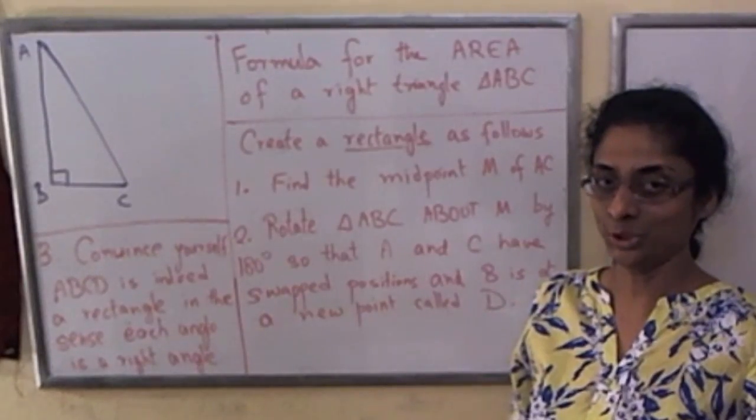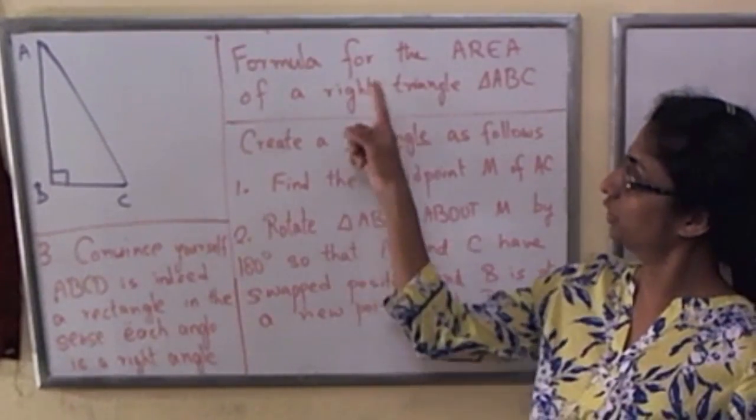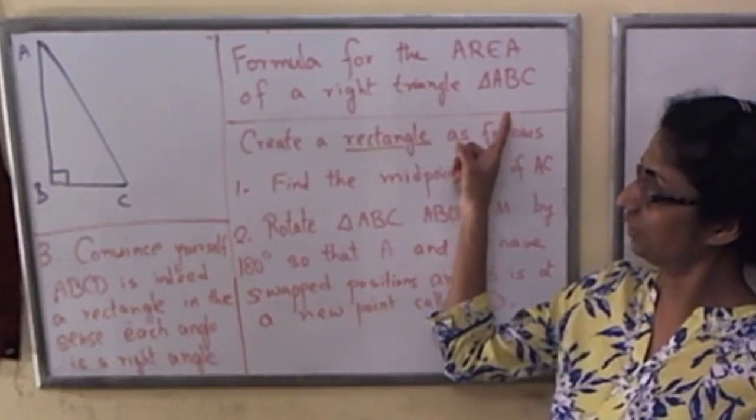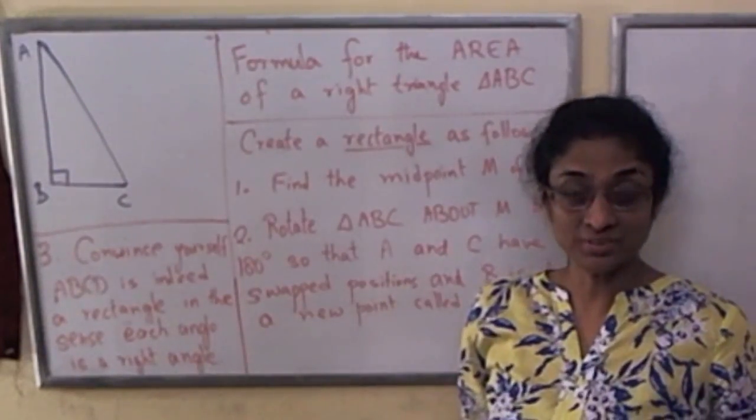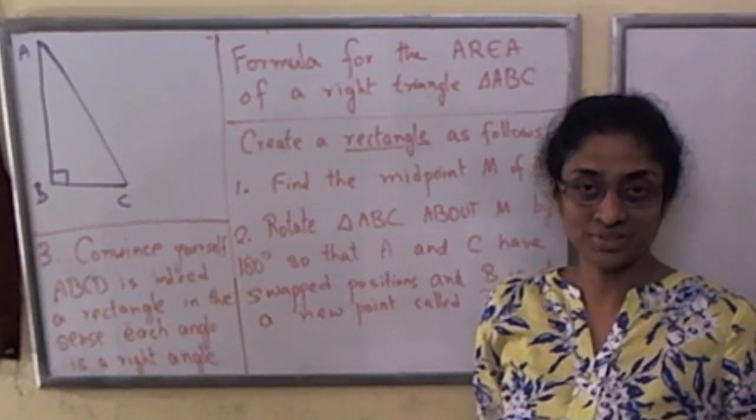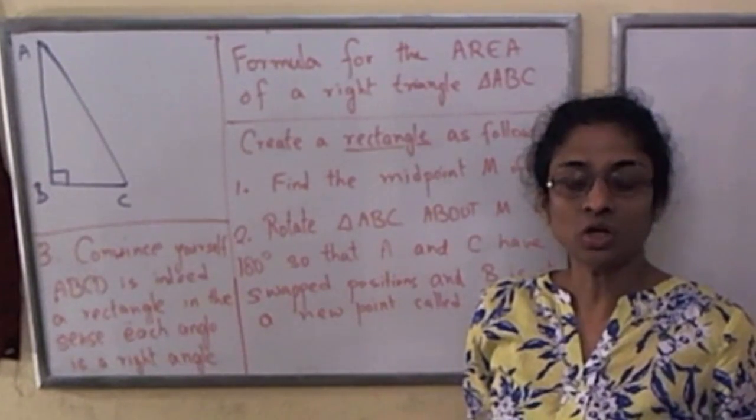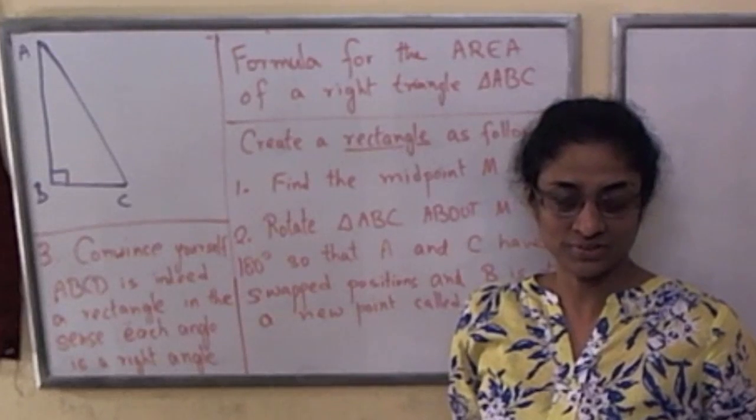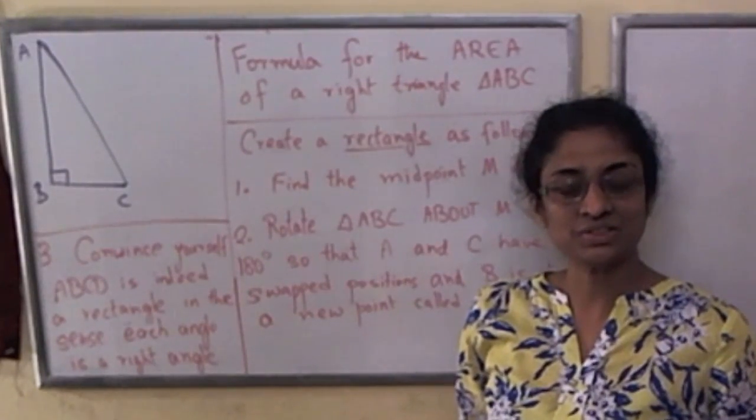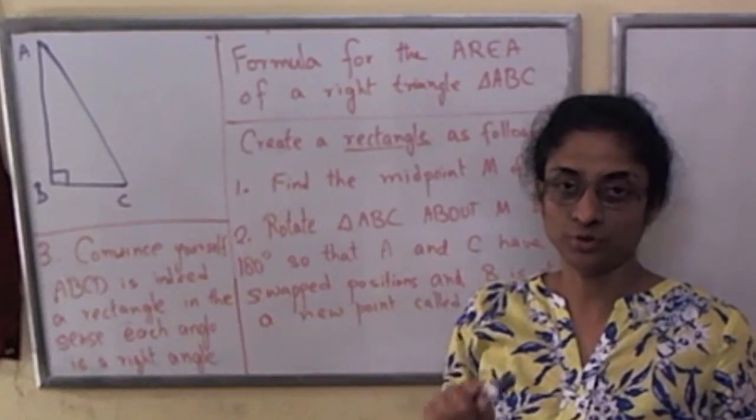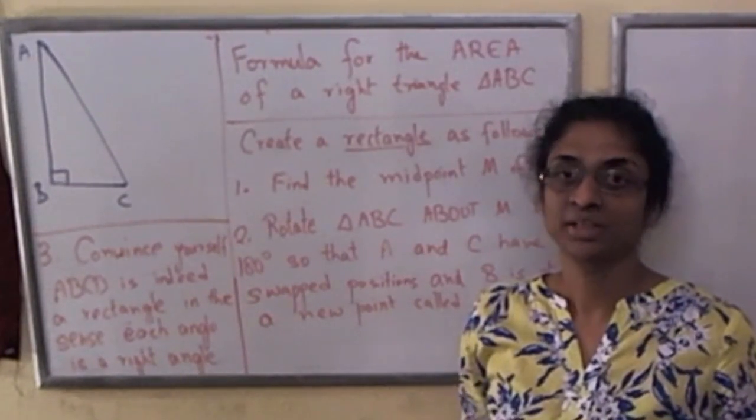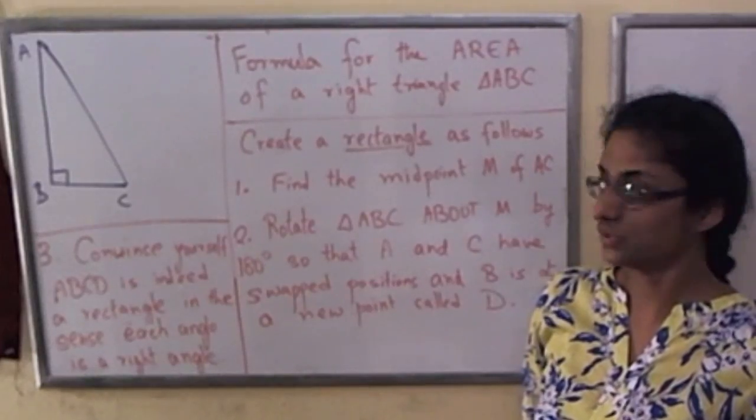Hi, in this video, we will derive the formula for the area of a right triangle ABC. There it is. We will be using the area assumptions that we discussed in another video. We will also use a theorem that we discussed in another video, which states that the area of a rectangle is the product of the length and its width. So let us proceed as follows.